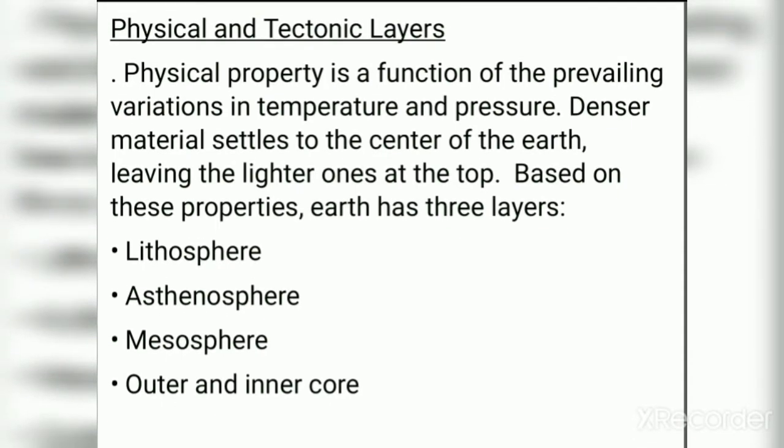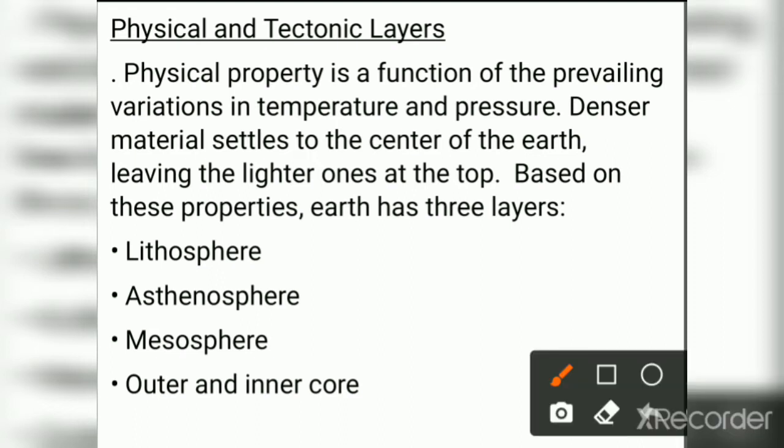So we have discussed the structure of the earth on a chemical basis, like crust, mantle and core. Now we are moving to the physical layers, the physical or tectonic layers. The physical property is a function of prevailing variation in temperature and pressure. Denser material settles to the center of the earth, leaving the lighter ones at the top. Based on these properties, there are major layers: lithosphere, asthenosphere, mesosphere, then outer core and inner core.